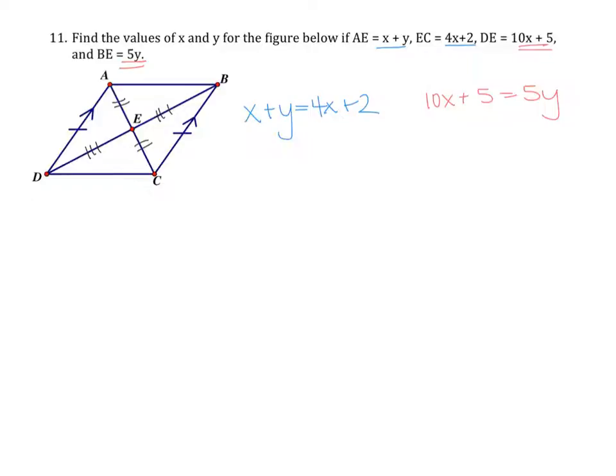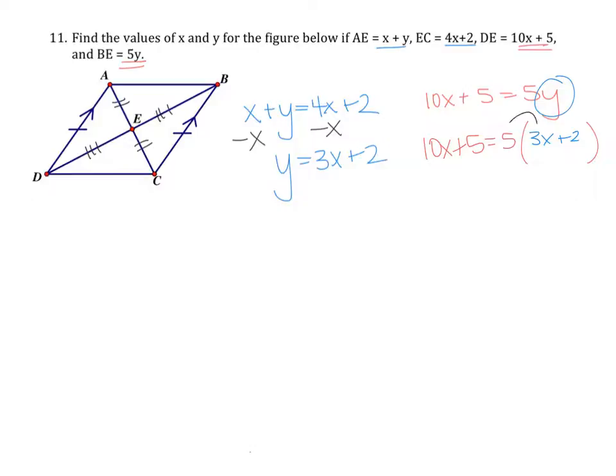in that first equation. So to do that, I'm going to subtract x on both sides, and that leads me to y is equal to 3x plus 2. I'm now going to take this value for y and plug it in for my other y in my second equation. So now my new equation is 10x plus 5 is equal to 5 times my new y, which is 3x plus 2.